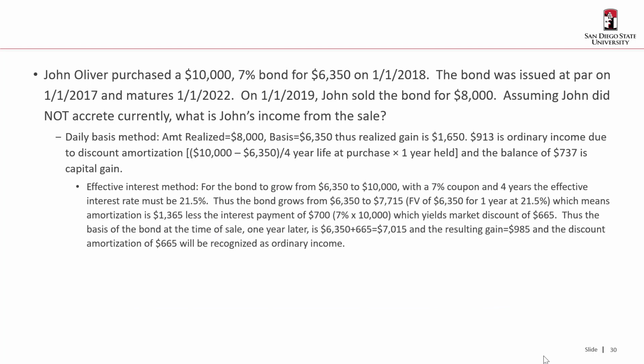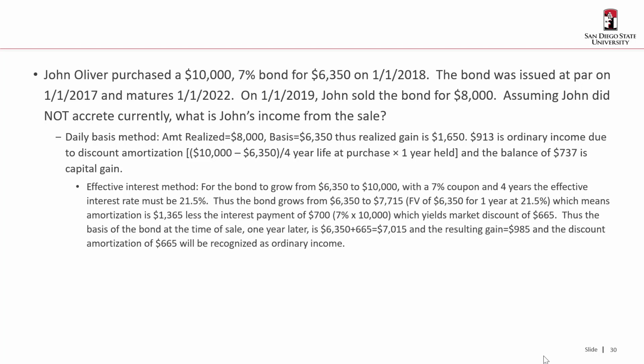Okay. So John Oliver, on the other hand, purchases a $10,000 7% bond for $63.50 on 1/1/28. The bond was issued at par on 1/1/2017 and matures 5 years later at 1/1/2022. A year after buying it, John sells the bond for $8,000. Let's assume that John does not accrete his market discount currently. What is his income from the sale?